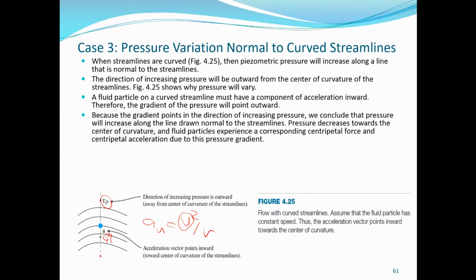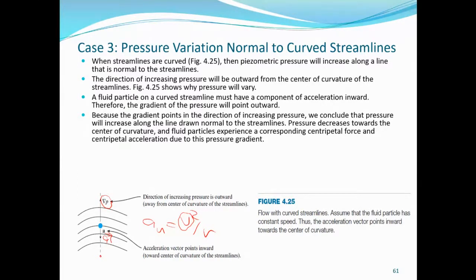Because the gradient points in the direction of increasing pressure, we conclude that pressure will increase along the line normal to the streamlines. Okay, so pressure will increase along the line normal to the streamlines. Of course, tangent to the streamline depends on whether it is accelerating or decelerating. If the particle is accelerating, pressure is going to decrease in the flow direction. If it is decelerating, pressure is going to increase along the streamline, or tangential to the streamline. This we explained in case 1.